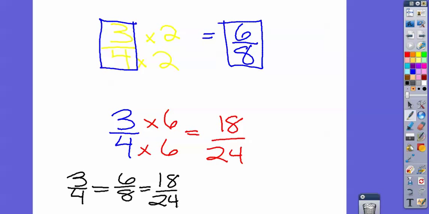And what does that mean? That means that they're all equal out of one whole. If the whole is cut into 4 pieces, 3 of them would be shaded or taken or used. If the whole was cut into 8 pieces, that means 6 are being used. And if the whole was cut into 24 pieces, then 18 were being used.